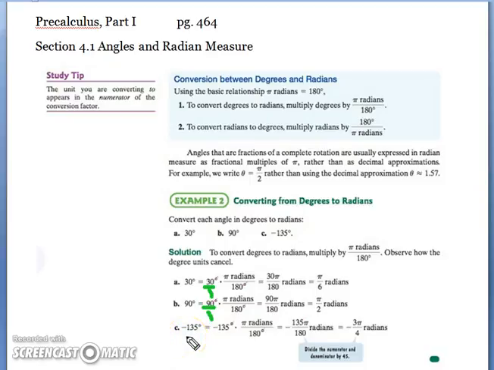Negative 135 doesn't change a thing. You still multiply by pi over 180 if you're trying to get to radians. The only difference is now your answer is negative. Okay.